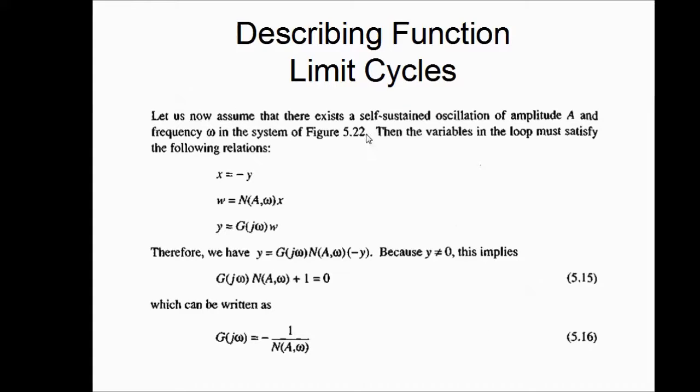So if a self-sustained oscillation, which is a limit cycle, of amplitude a and frequency omega exists in the system, then the variables in the loop must satisfy these equations. So the governing equation for our case, that is under no input, is a self-sustained oscillation. There is no external input, but there is a sustained oscillation. For that condition, the algebraic condition becomes this. This is the mathematical condition for self-sustained oscillation.